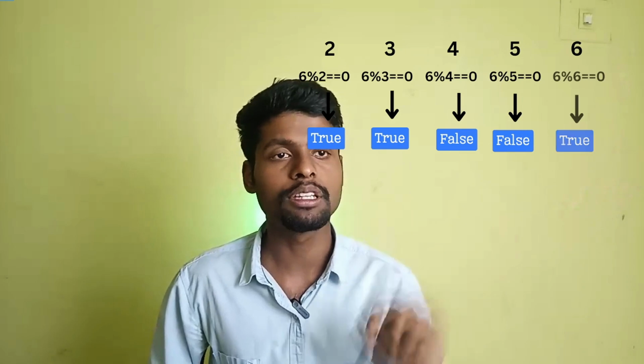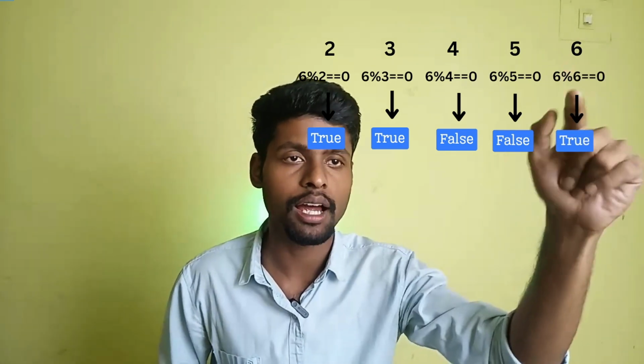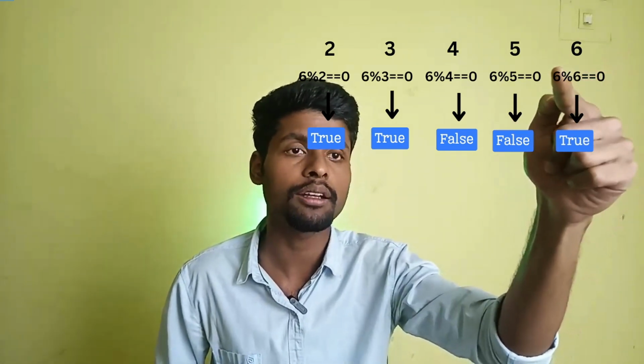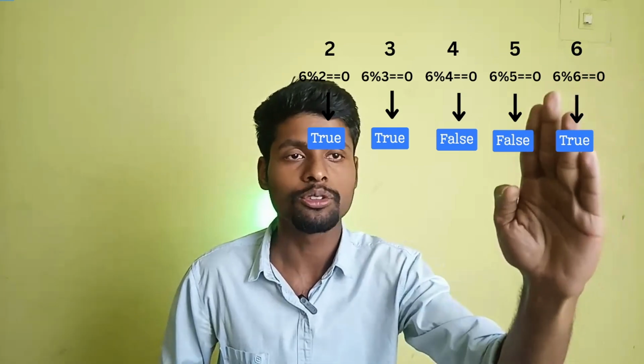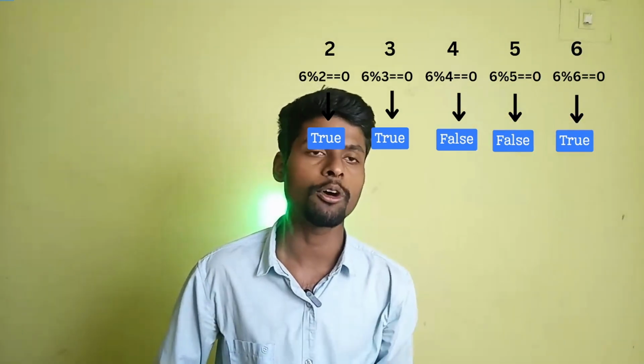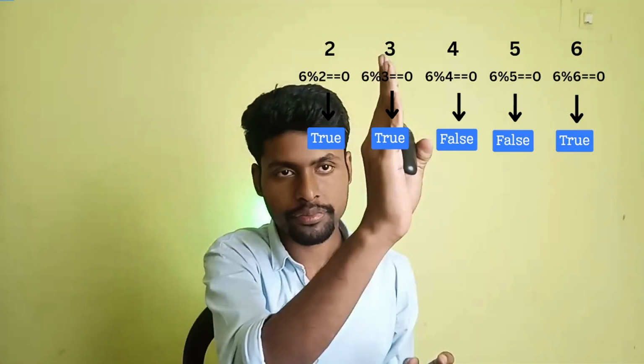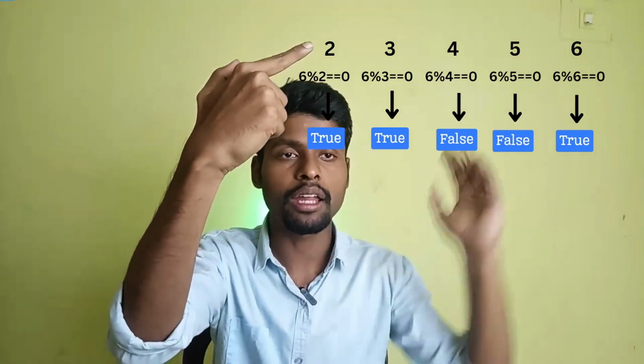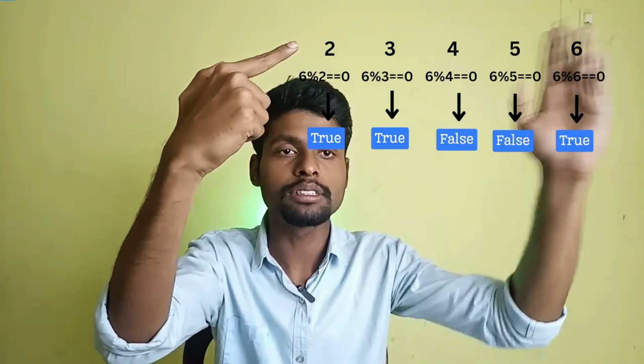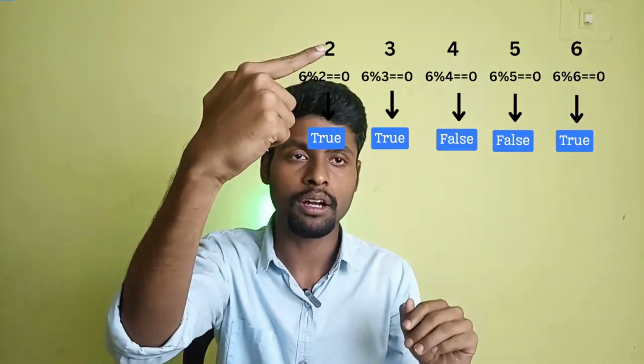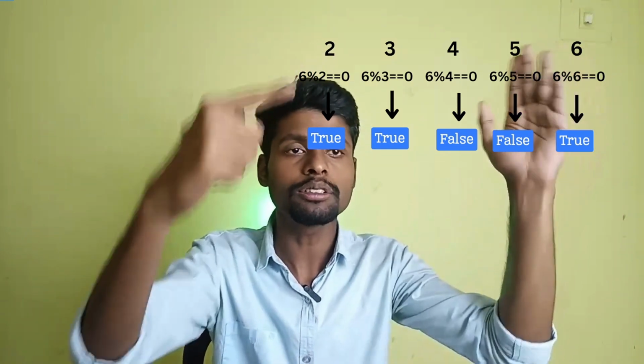Next, I want to check with the 6. I will get remainder as 0, and my condition is true, so I want to print this 6 value in my output console. If you see, my starting value is 2, and my stop value is 6, the user given value. My starting value is 2 and my stop value is the user given value.